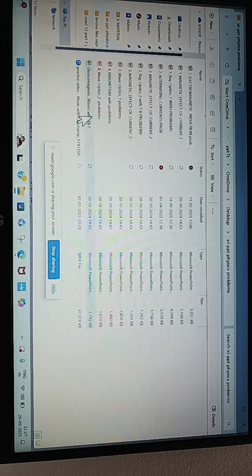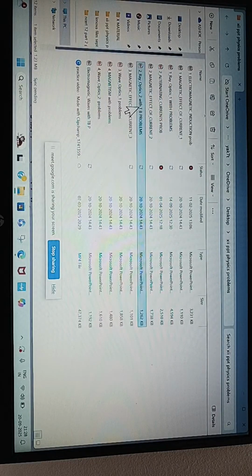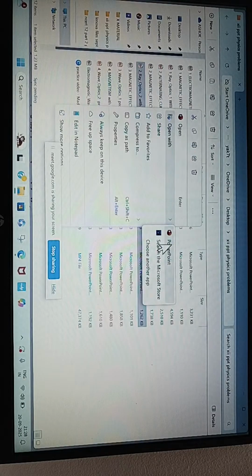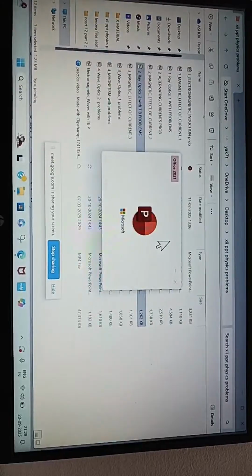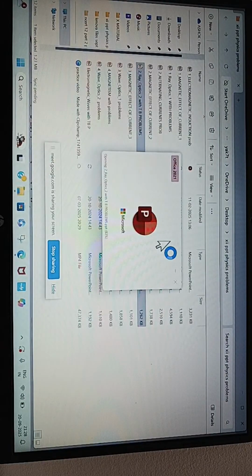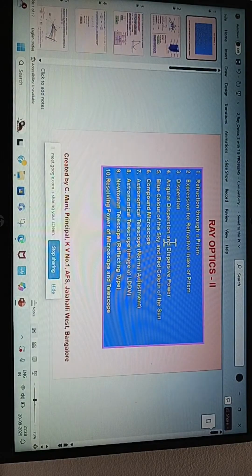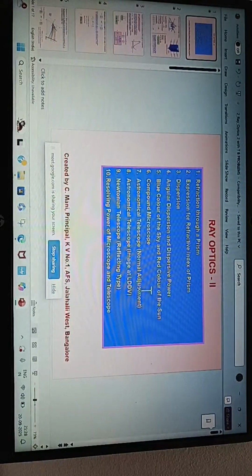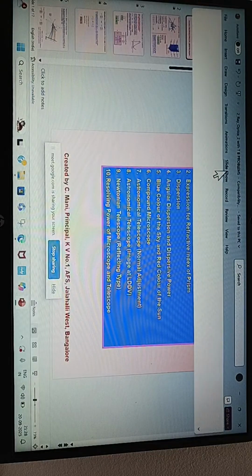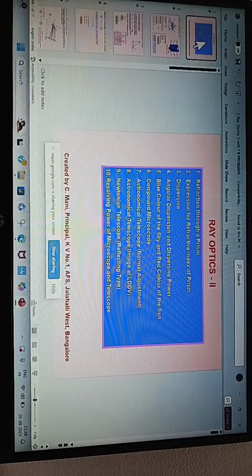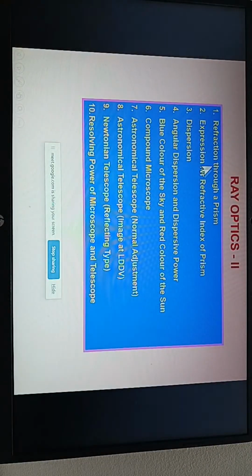Here ray optics 2 is there. You can see how nicely done. I have sent already to you. This is over. Dispersion over. Angular dispersion power not there. Blue color of the sky, red color of the sky, it is not there. It is already you have studied in 10th class.